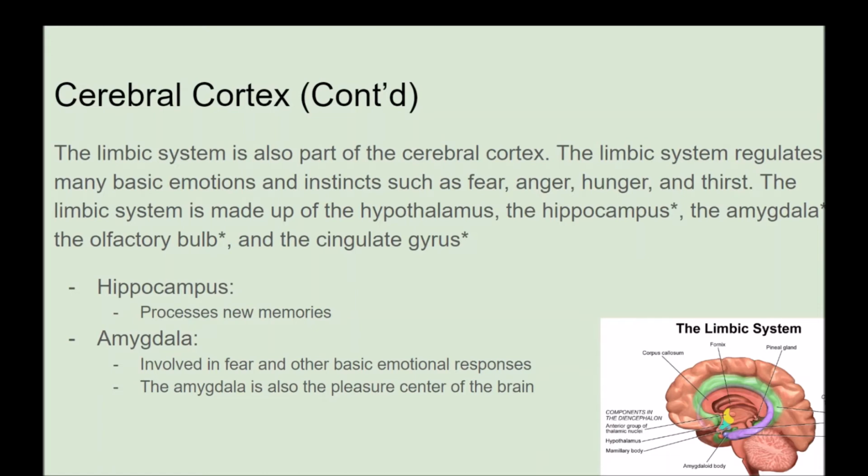So the limbic system is also part of the cerebral cortex. The limbic system regulates many basic emotions and instincts such as fear, anger, hunger, and thirst. The limbic system is made up of the hypothalamus, the hippocampus, the amygdala, the olfactory bulb, and the cingulate gyrus. The hippocampus processes new memories. The amygdala is involved in fear and other basic emotional responses, and it's also the pleasure center of the brain.